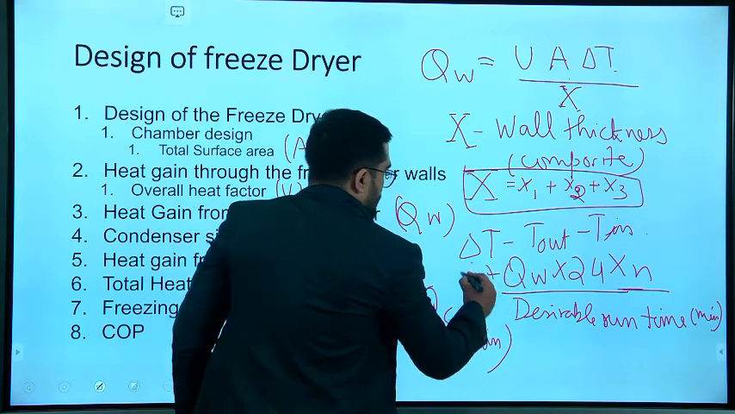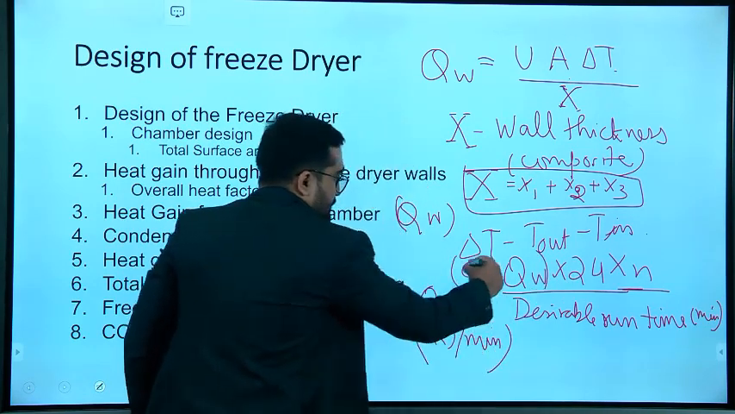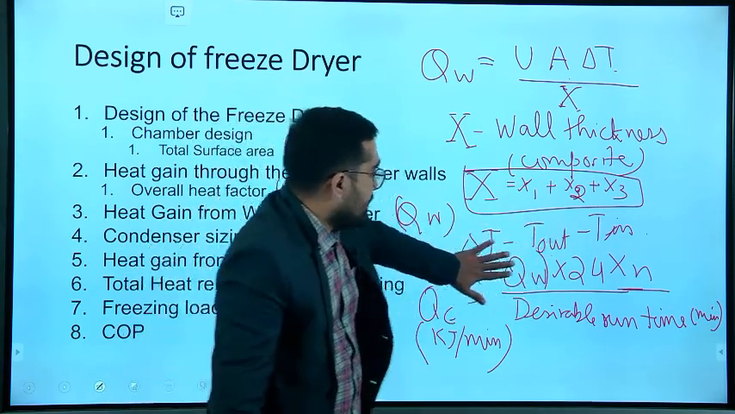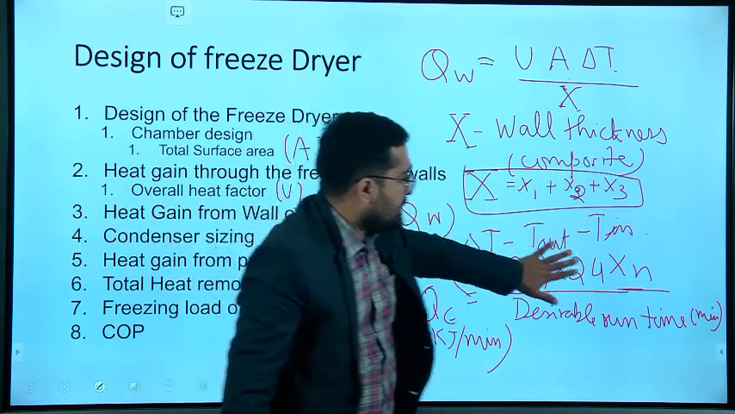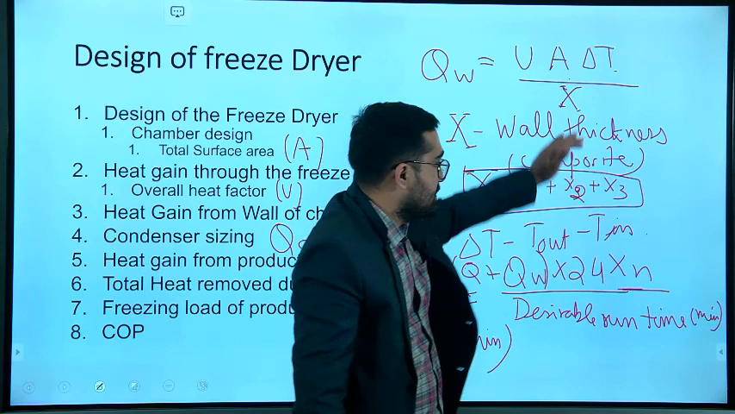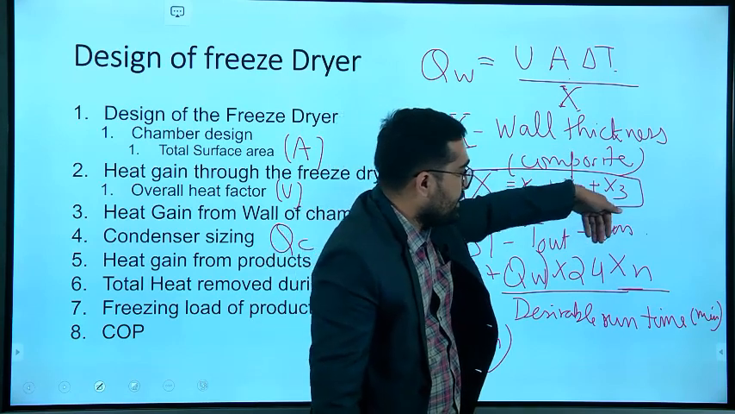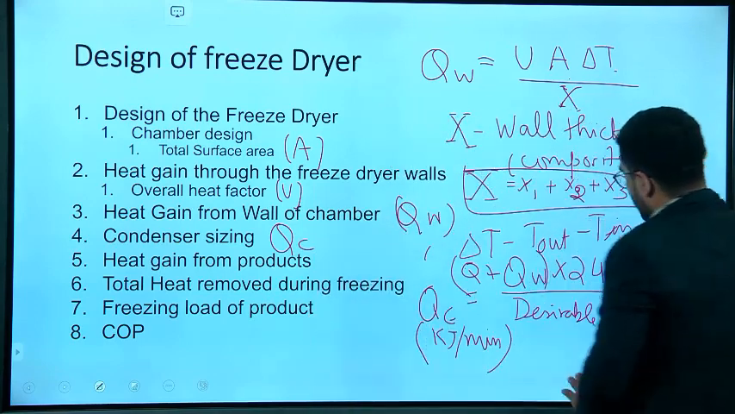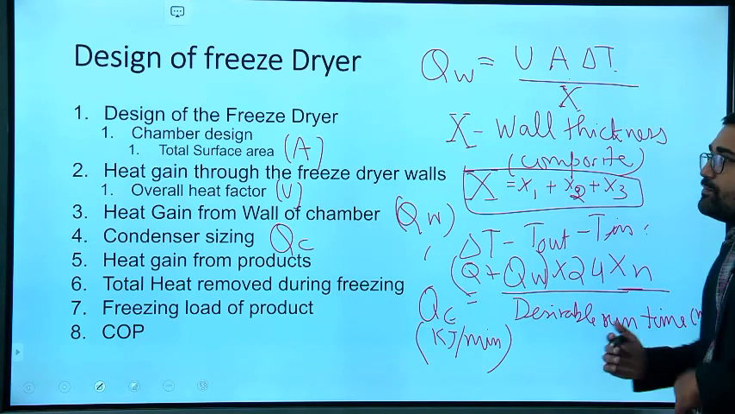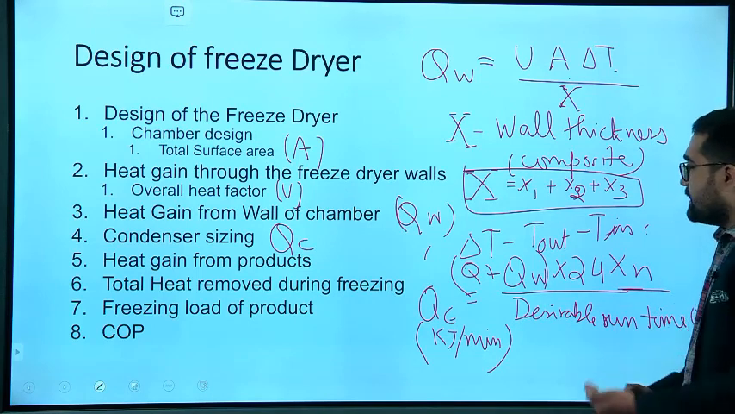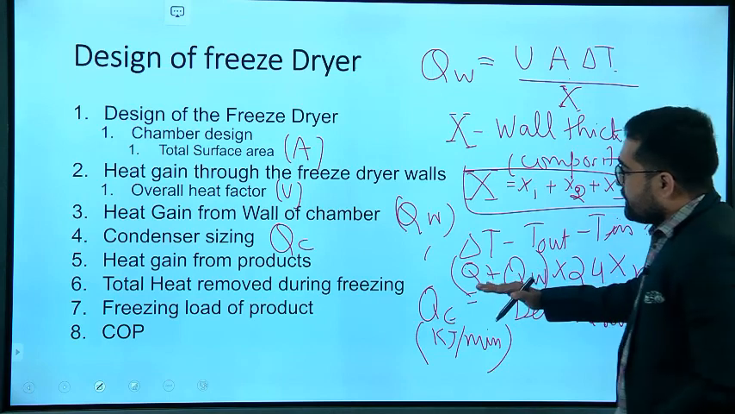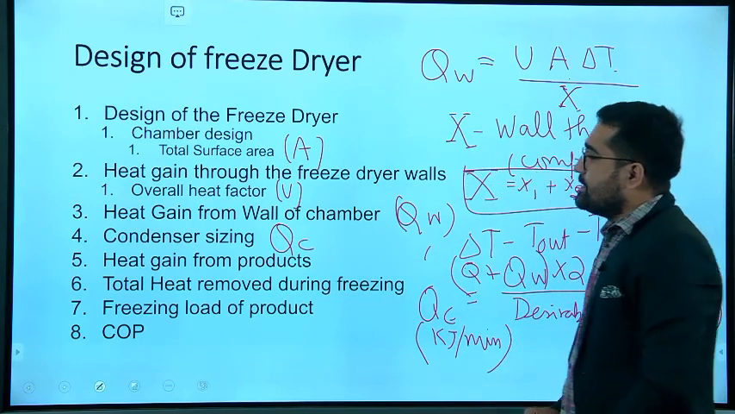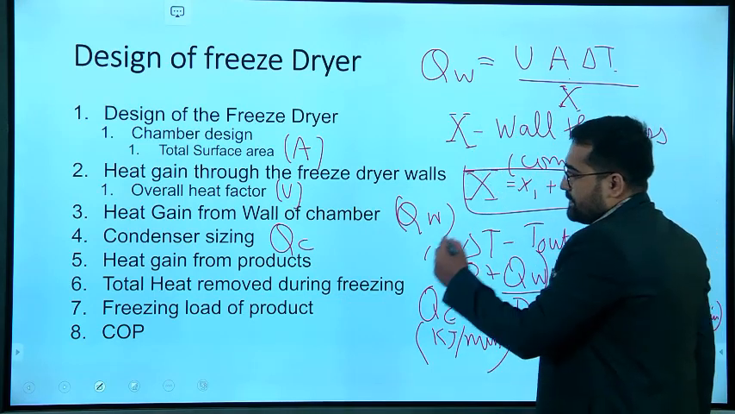It should be added with the Q. This we'll see later. What is Q? This is the total heat generated inside the chamber. So it should be equal to the Q plus QW, and 24 is for converting hours into a day. Then N is the working RPM of the condenser motor. Desirable runtime is how many hours we are performing the operation, 2 hours, 3 hours. During that time the condenser should work, and according to that we need to select the size of the condenser, which will give the size of the condenser.